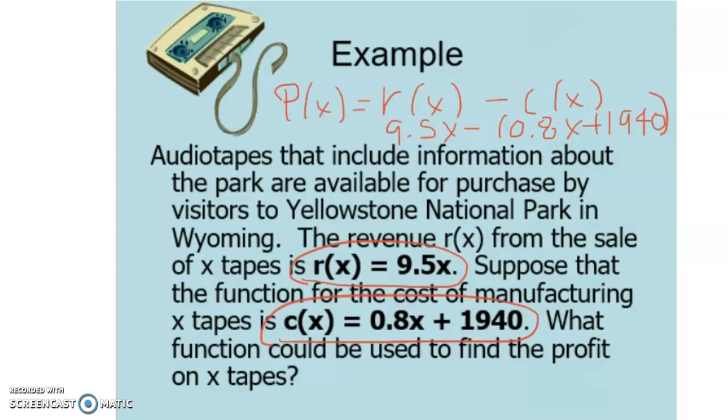So you really have 9.5x minus 0.8x minus 1940. I didn't give myself a whole lot of space, so I'm going down to the bottom. And then when I do 9.5 minus 0.8, I get 8.7x minus 1940. So I'm basically earning $8.7 or whatever it is for each tape after that initial $1,940 that I make.